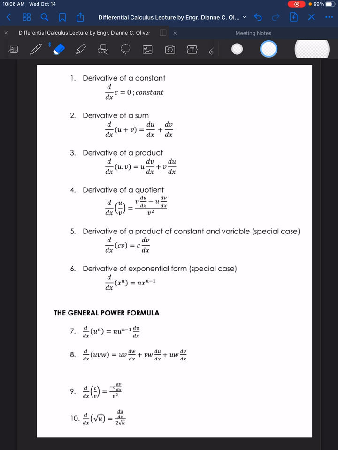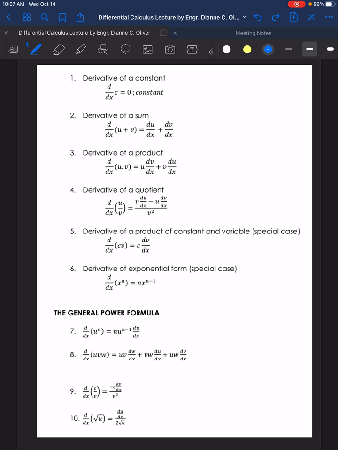Now when you derive a constant, the answer will always be 0. Okay. Now, for derivative of the sum, considering that we have here two terms, u and v, when we derive these two terms here, we will be deriving u and then deriving v. So, simple as that. And that is your derivative of a sum.